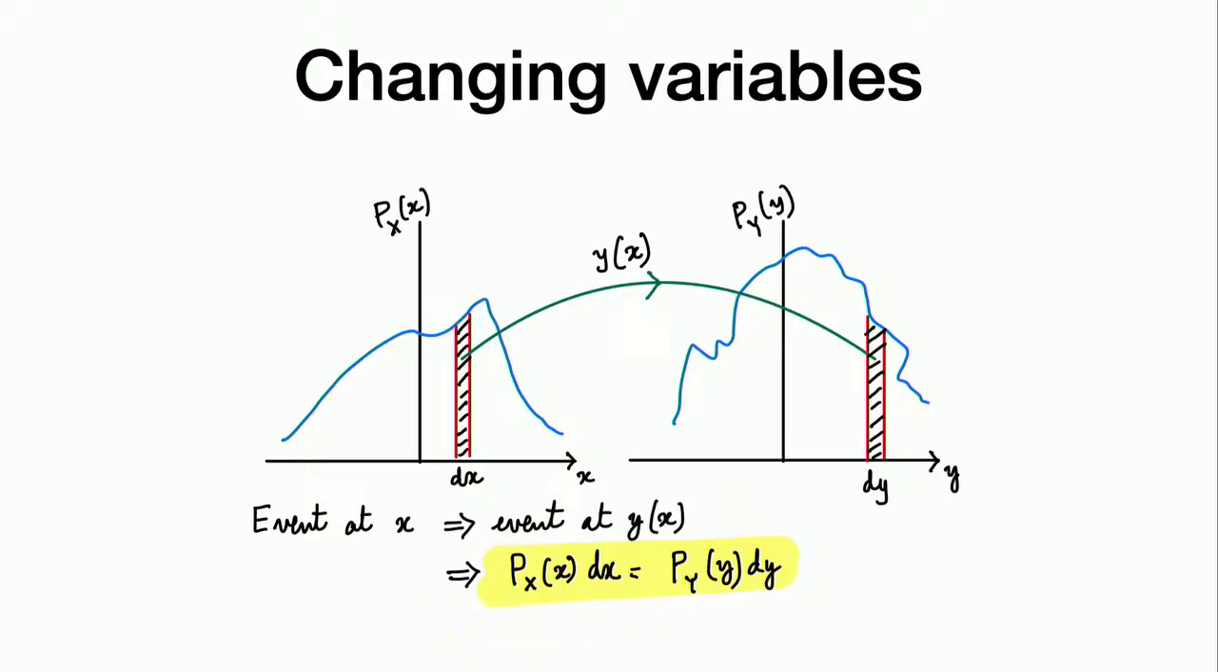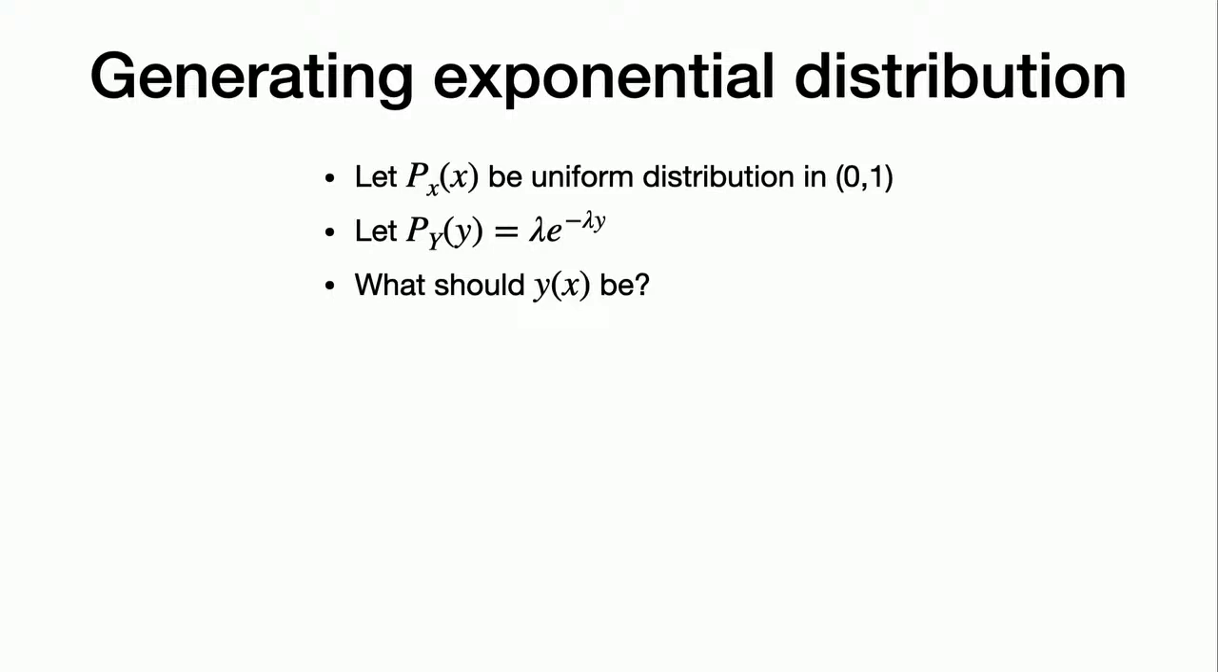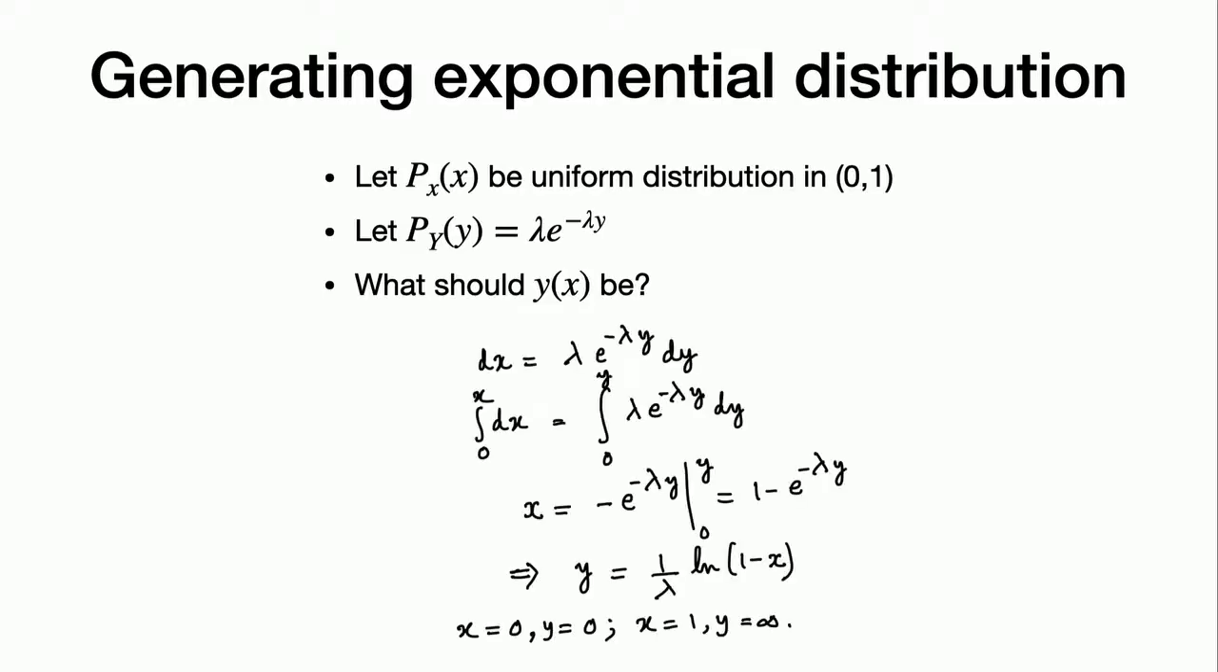So now we go back to our exponential distribution. Let p of x of x be the uniform distribution 0, 1, and p of y of y is this distribution. Now we have a reverse engineering question. What should y of x be? So we are given p of y, we are given p of x, and we want to find what the relation y of x should be. So that is simple. I use the relation p of x dx is p of y dy. P of x is 1, so that goes away. Now I have to solve for y.